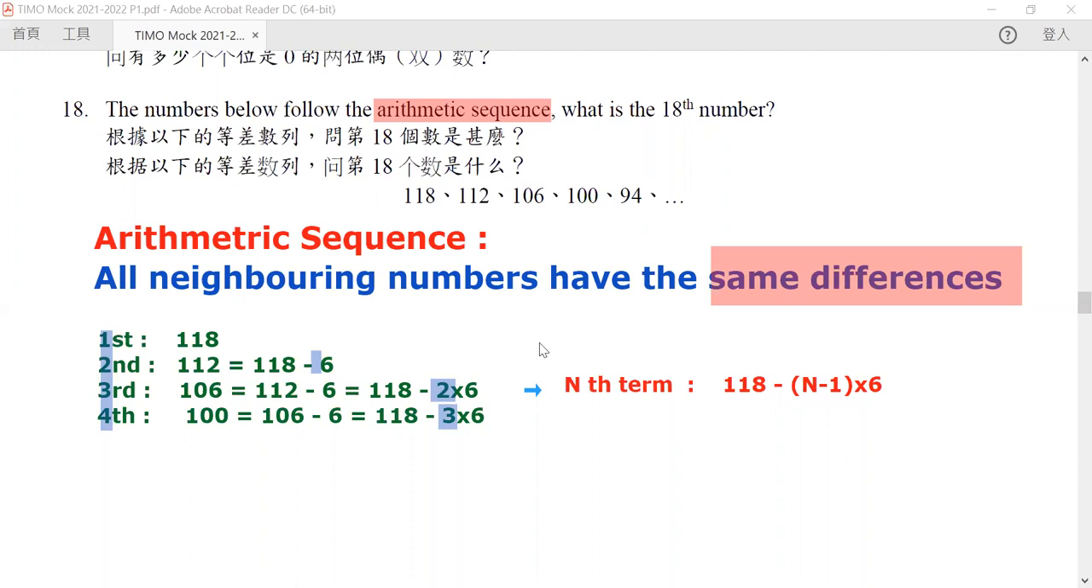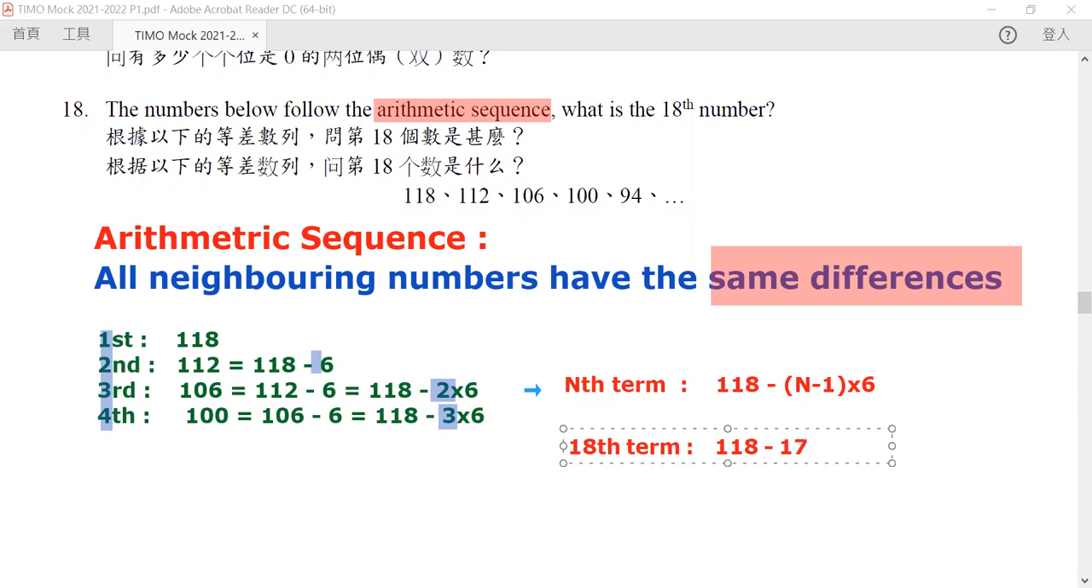So in particular, if it is our 18th term, we simply need to subtract 17 times 6. So our 18th term would be equal to 118 minus 17 times 6. But what is the result of 17 times 6? It would be equal to 102, right? So our answer is equal to 16.